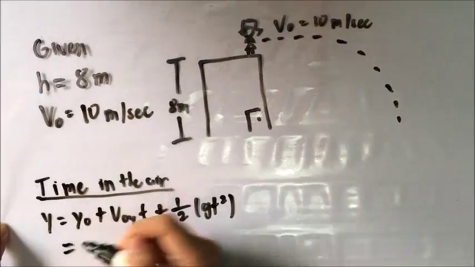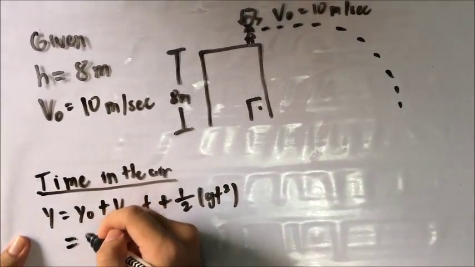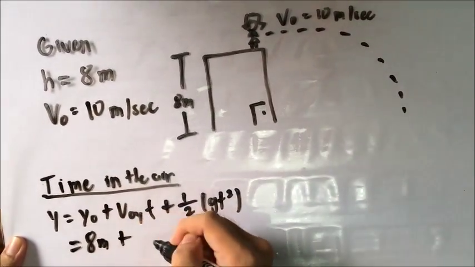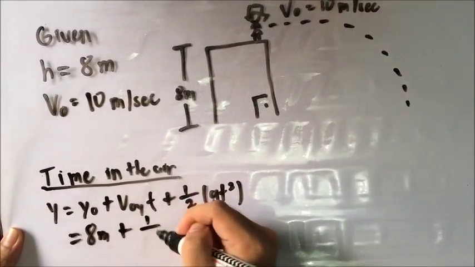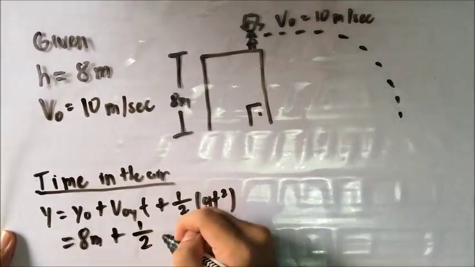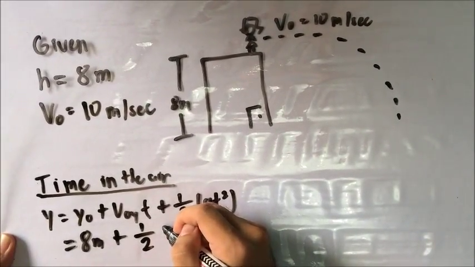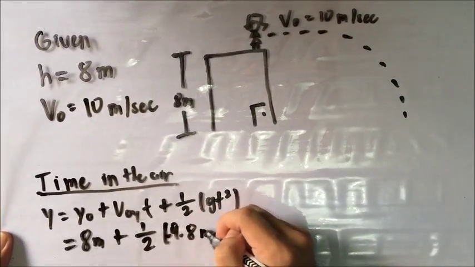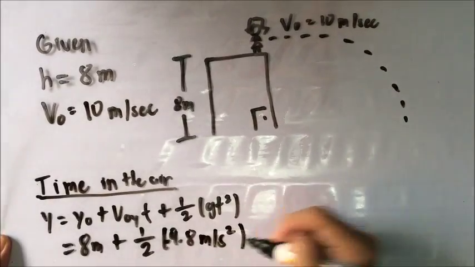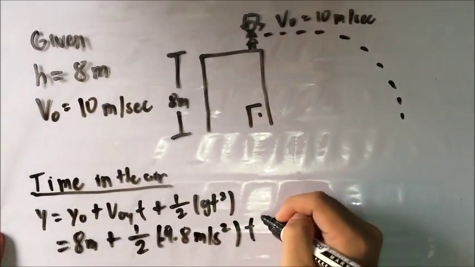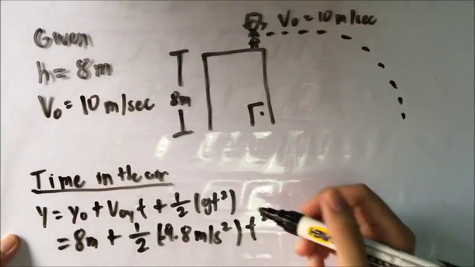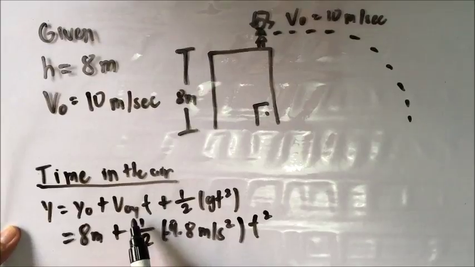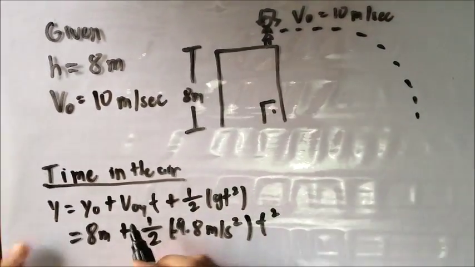Then substitute 8 meters plus 1/2 the value of gravity, negative 9.8 meters per second squared, then t squared. We didn't put the initial velocity of y because we don't have the initial velocity of y.